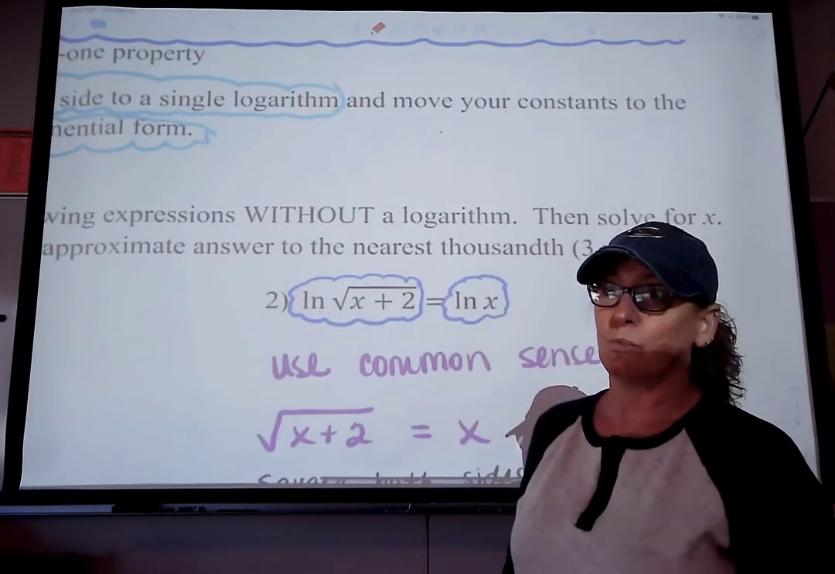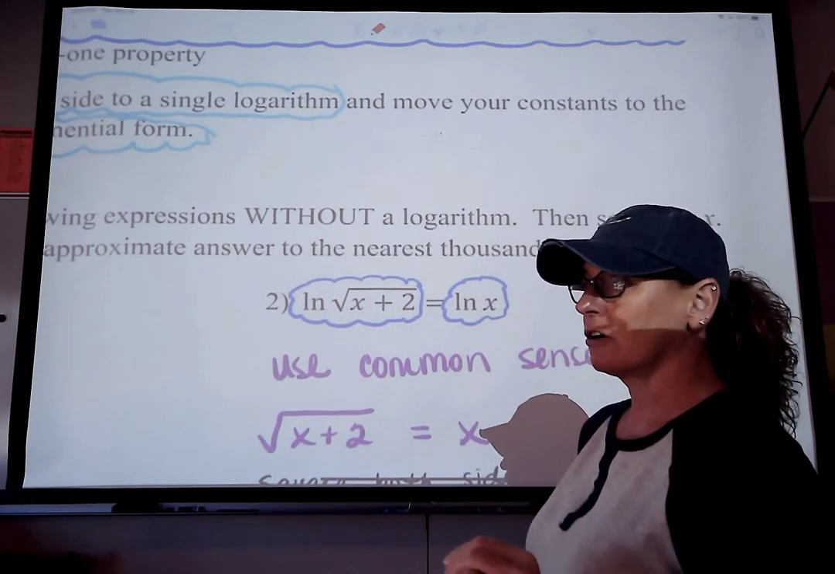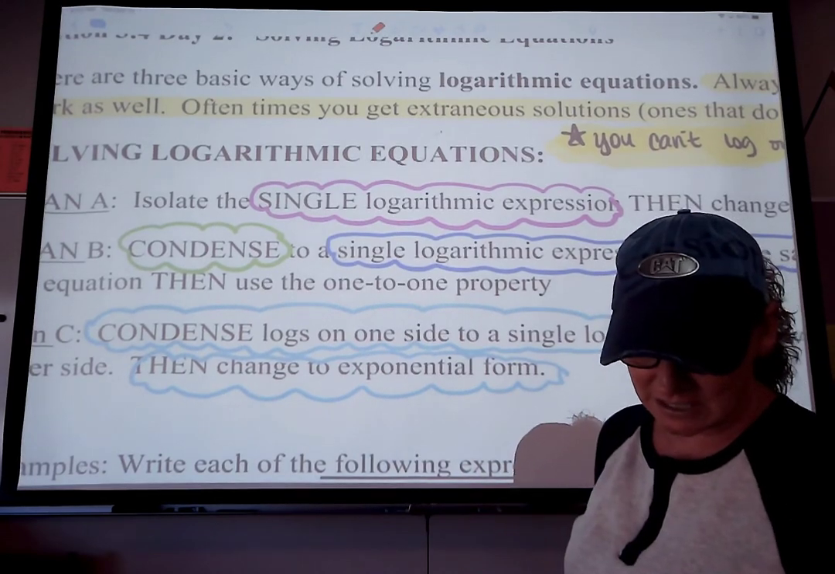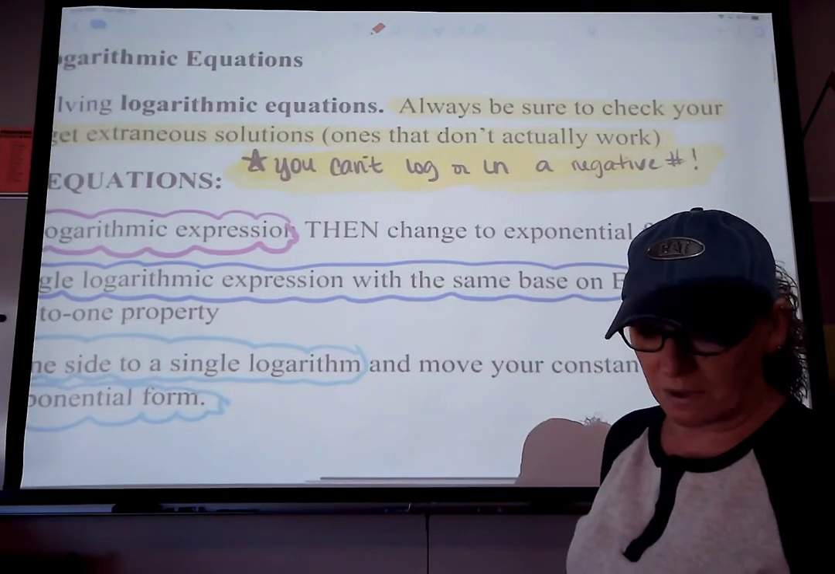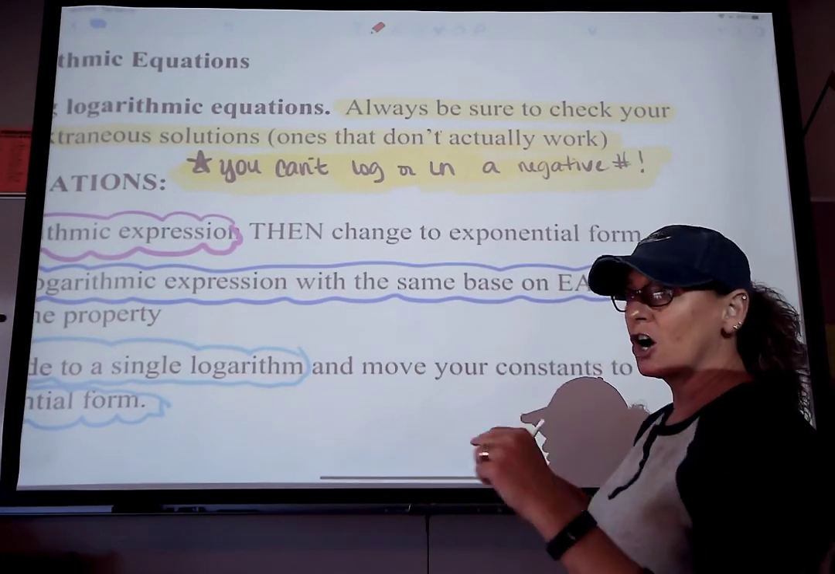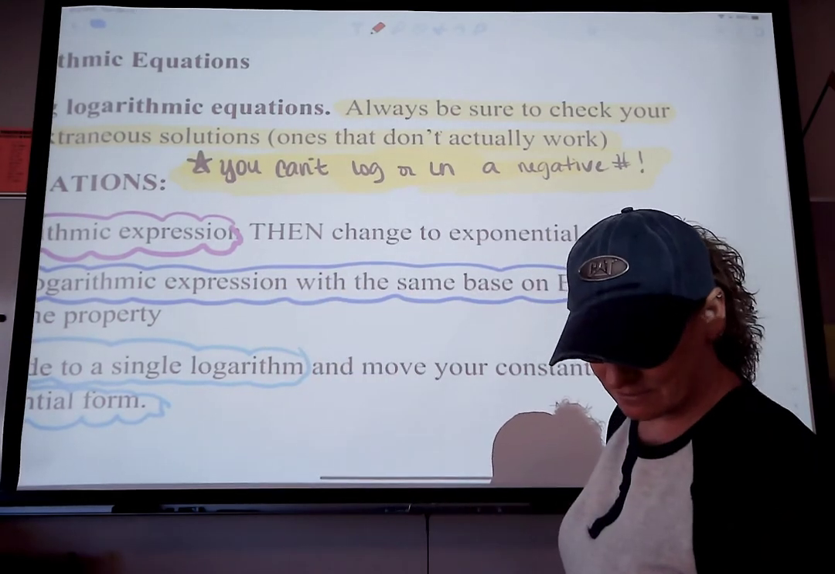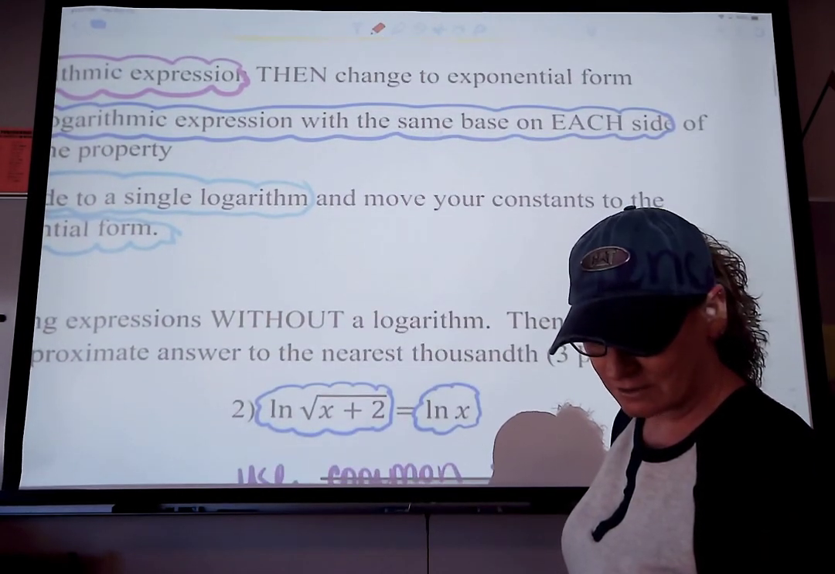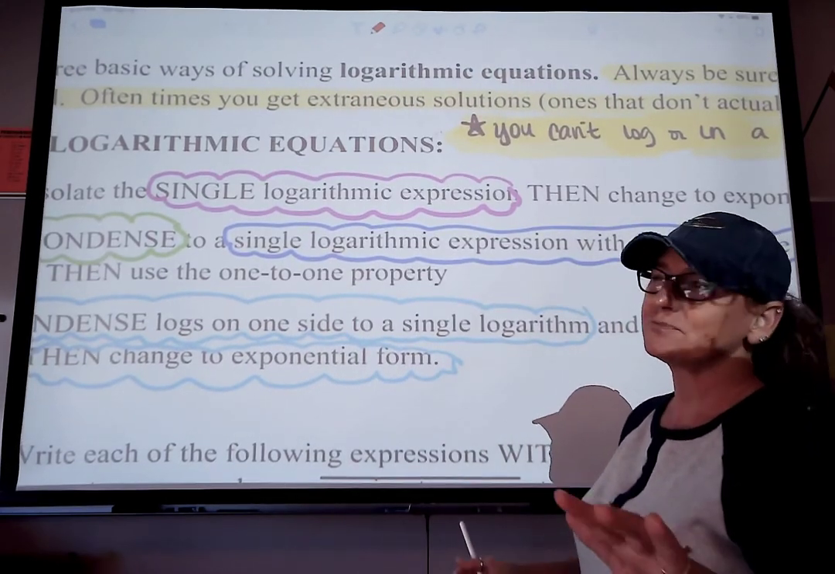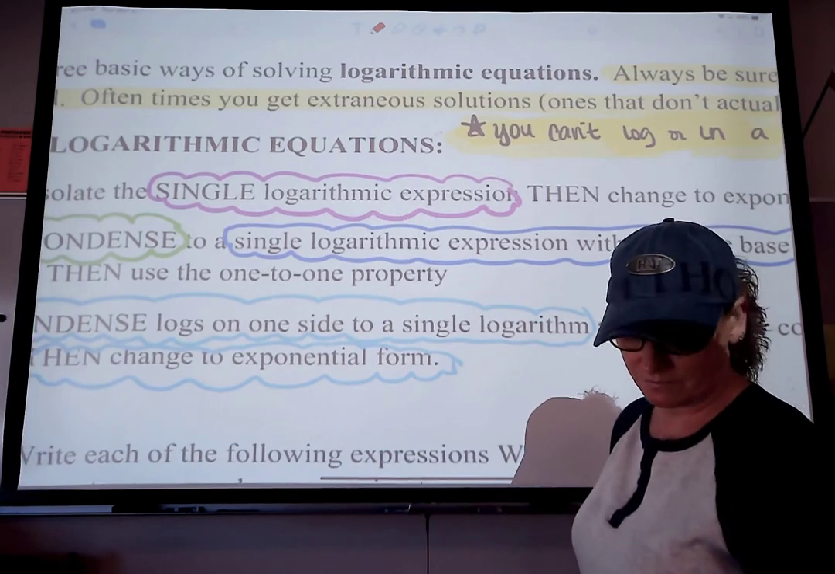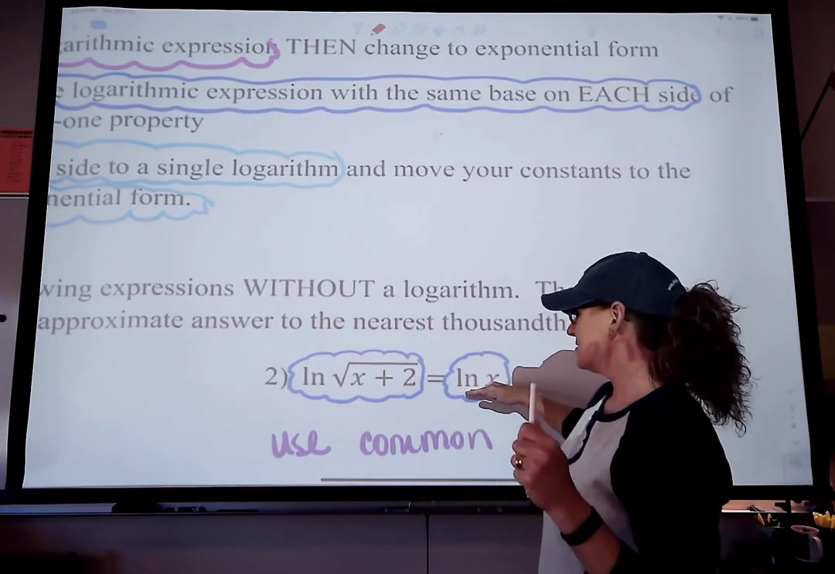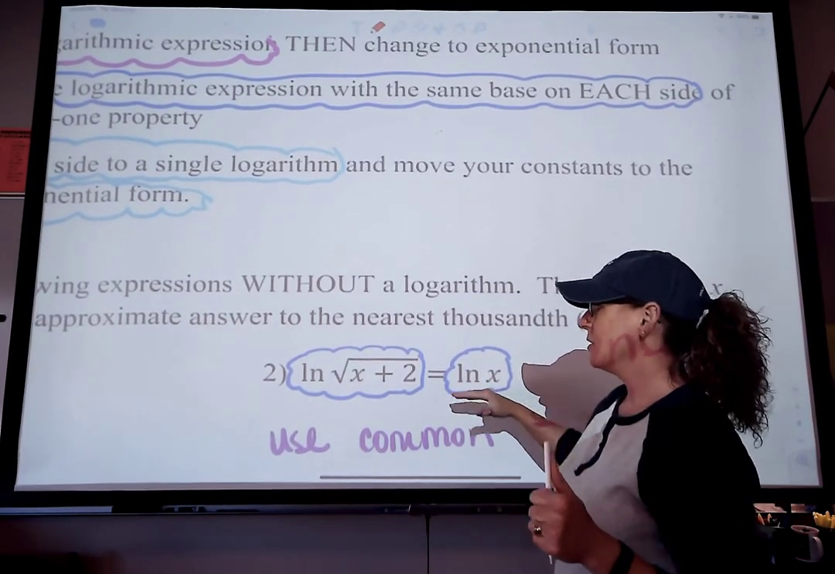Number 2. All right, we do not have one single logarithmic expression. We have 2. So now we're on plan B. It says condense to a single logarithm with the same base on each side. So we need 1 log, each side, same base. Check. Then use common sense, or use the one-to-one property. So, logarithm, each side, single logarithm, same base, use common sense.